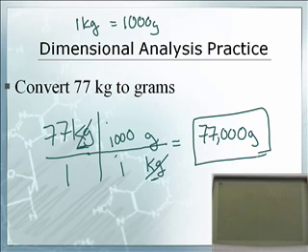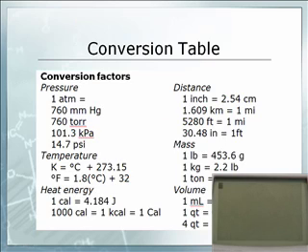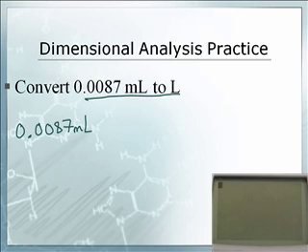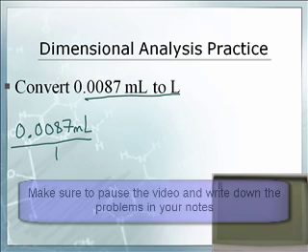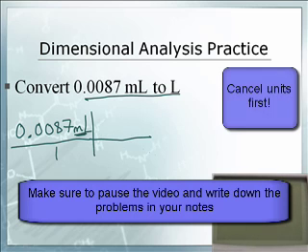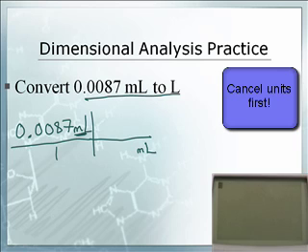Okay, all right, let's do another. Our next problem is milliliters to liters. So I write down what I know as a fraction over 1: 0.0087 milliliters over 1, right? And now I need to convert milliliters to liters. Now I see that I have milliliters on the top, so in the next fraction, the milliliters are going to go on the bottom.